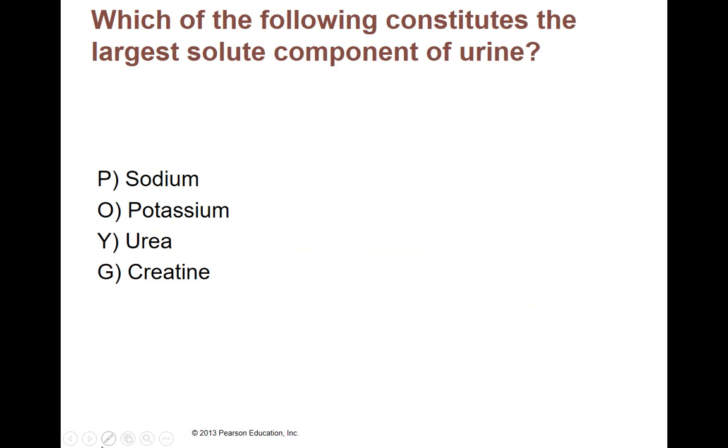Reabsorb water. Which of the following constitutes the largest solute component of urine? Out of these four, which one are we going to see the most of in our urine? It is the yellow. Urea is the biggest. It's one of those nitrogenous things. A lot of it gets recycled, but a lot of it ends up in our urine.